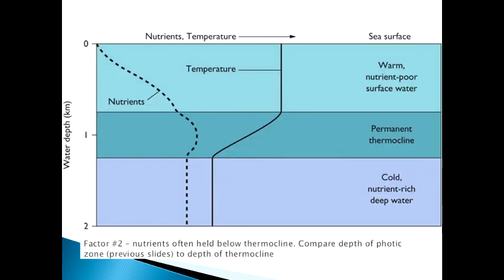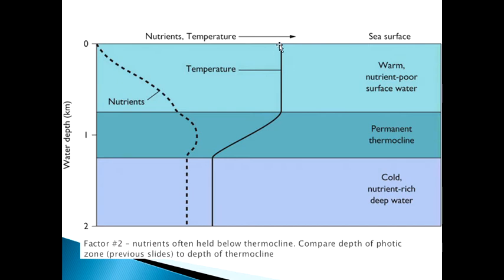Let's look at the relationship with temperature now, as far as nutrients, the factor here. Several things showing here. So again, water depth is the vertical axis, and it increases as you go down. Sea surface is at the top, and the blue line is temperature.